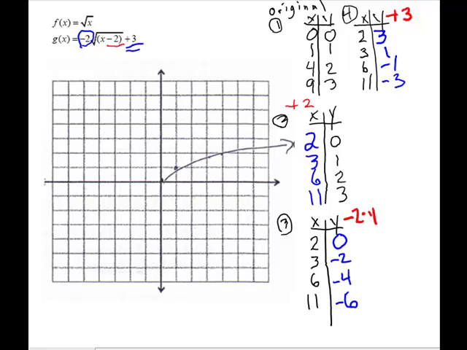So we have 2, 3. We have 3, 1. We have 6, -1. And we have 11, -3. Oh, about right there.